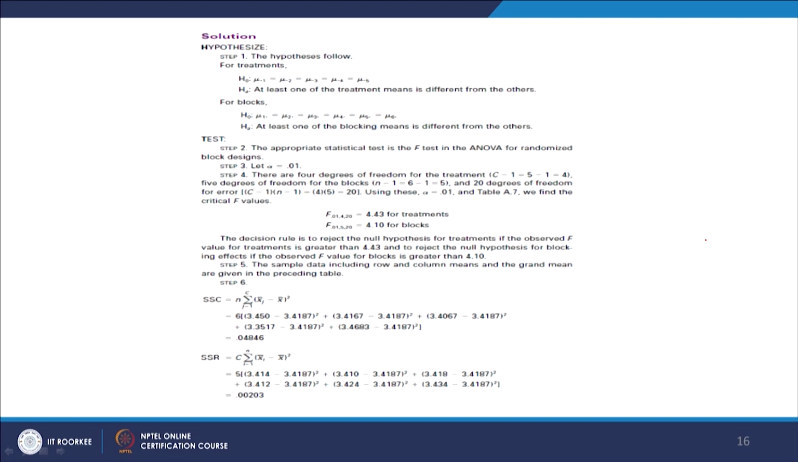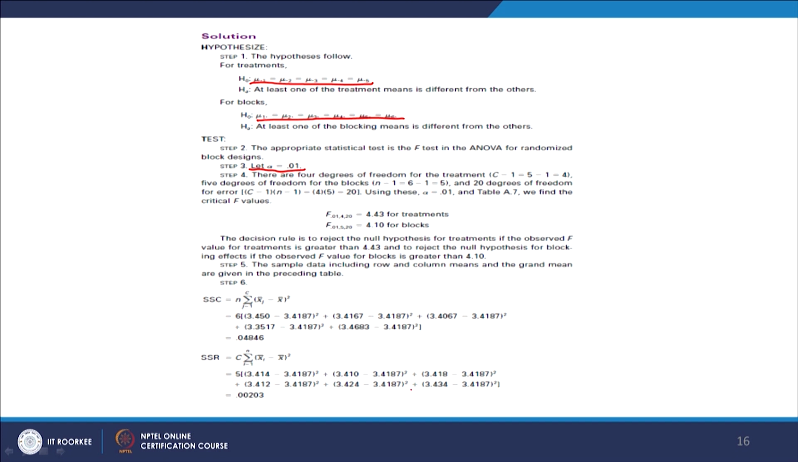So, you can solve this example similar to what we solved in the earlier example. You have got the null hypothesis that all these 5 column means are same, then for blocks, or for the blocking variable, all these 6 row means are same, right. So, we need to test this hypothesis at 0.01 significance level.